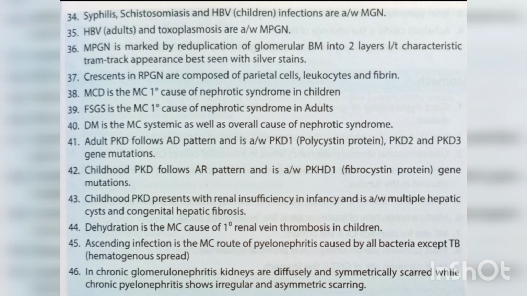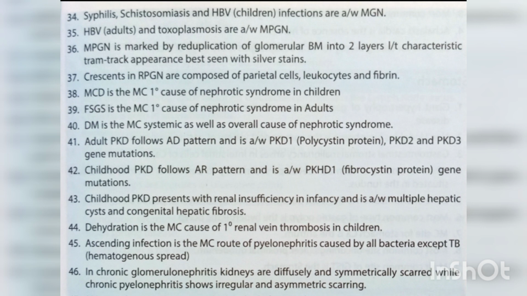MCD is the most common primary cause of nephrotic syndrome in children. FSGS is the most common primary cause of nephrotic syndrome in adults. DM is the most common systemic as well as overall cause of nephrotic syndrome.